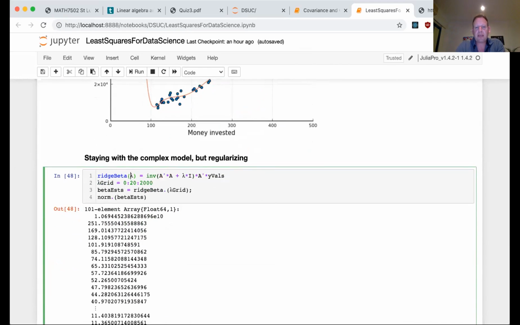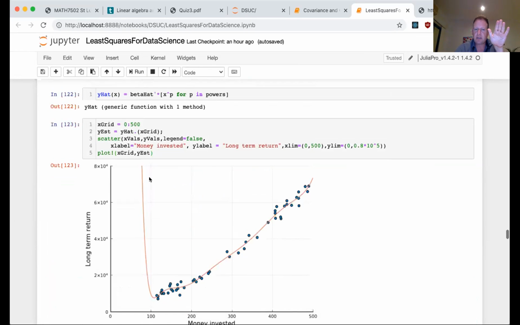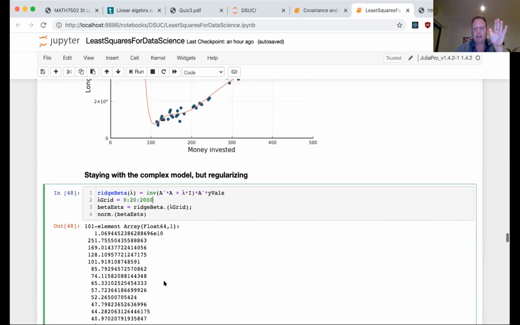So the ridge beta is going to be, and look, this is just the pseudo inverse with a slightly different A: A transpose A plus lambda I, inverse, times A transpose times Y vals. This is going to get us the beta estimate for a given lambda. If lambda was 0, it's going to give us the ordinary estimate. If lambda goes to infinity, as was said before, all the coefficients are going to be 0. And we can vary this over a lambda grid.